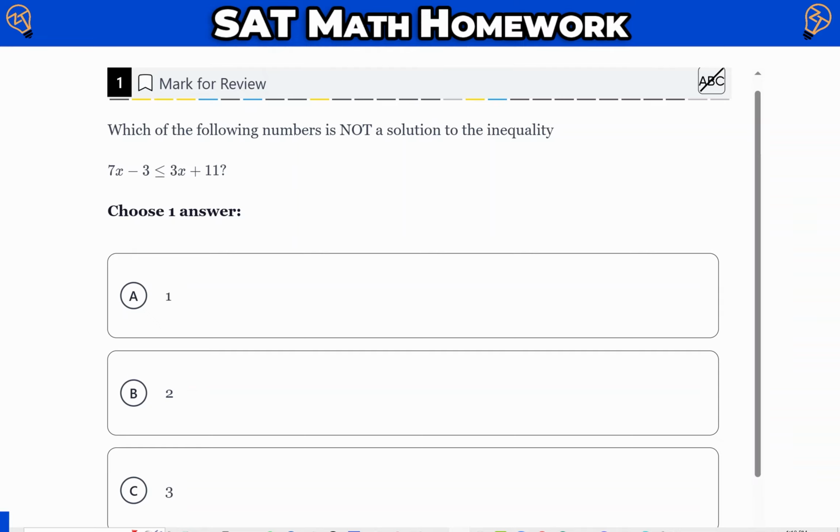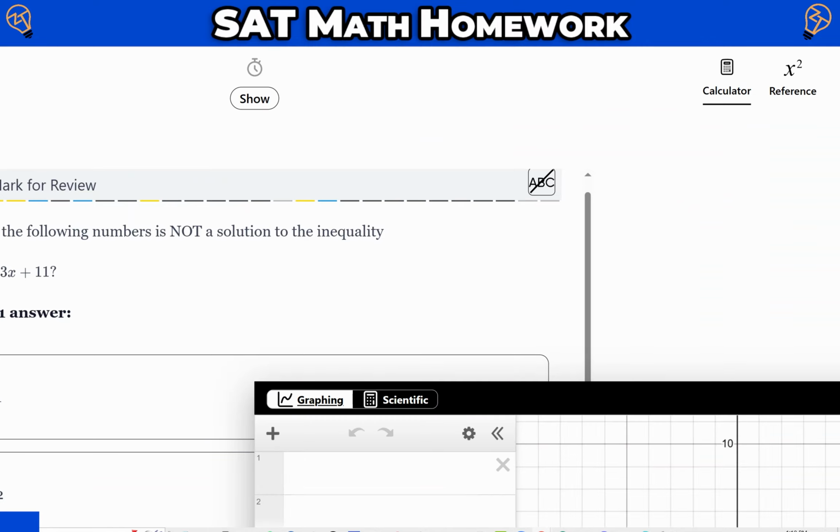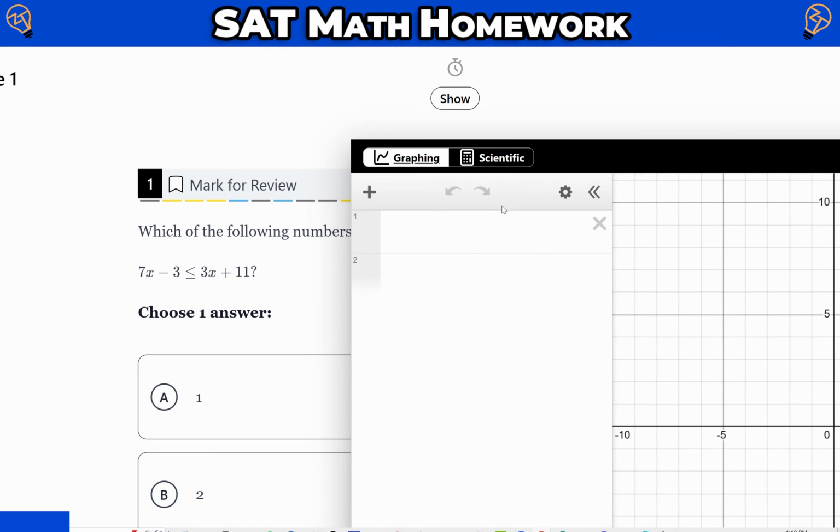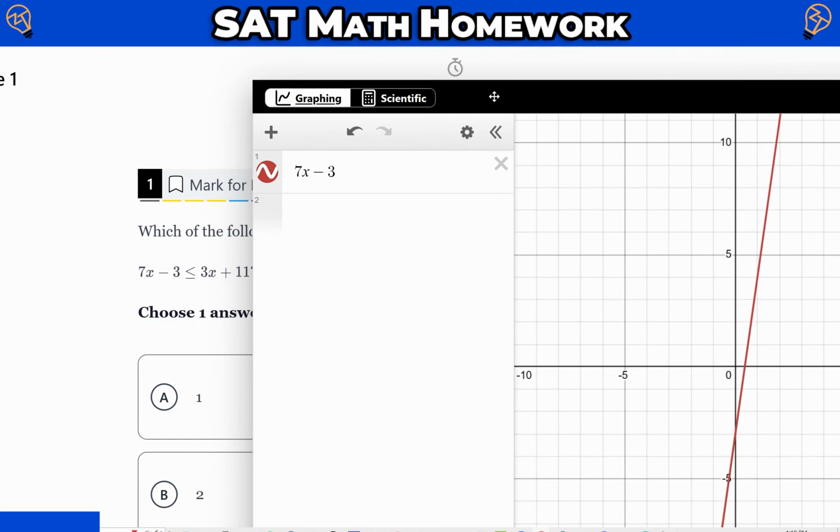It may seem a little counterintuitive, but you can actually use Desmos on this question. So let's go to the upper right corner here, pull up Desmos, and we're just going to type in this exactly the way that we see it. So 7x minus 3. And there are shortcut keys for pretty much everything.